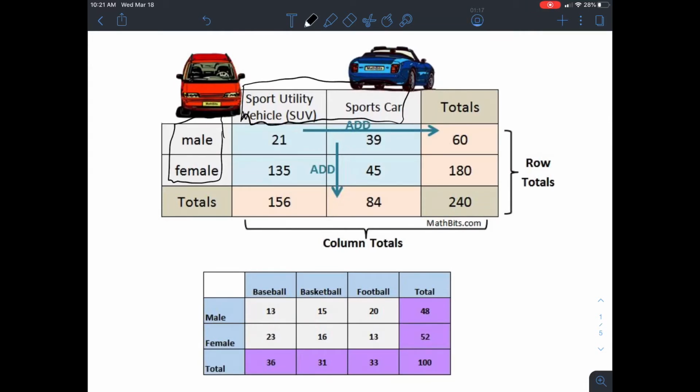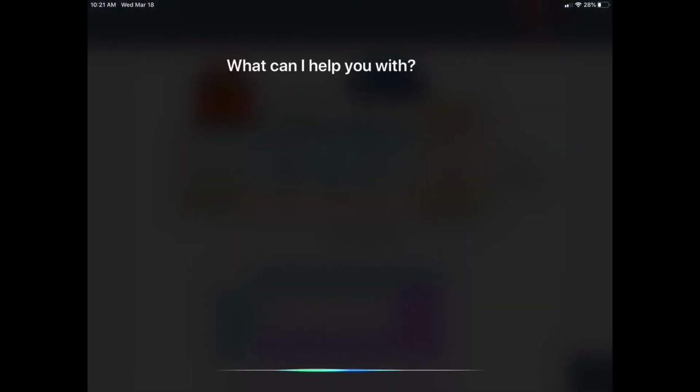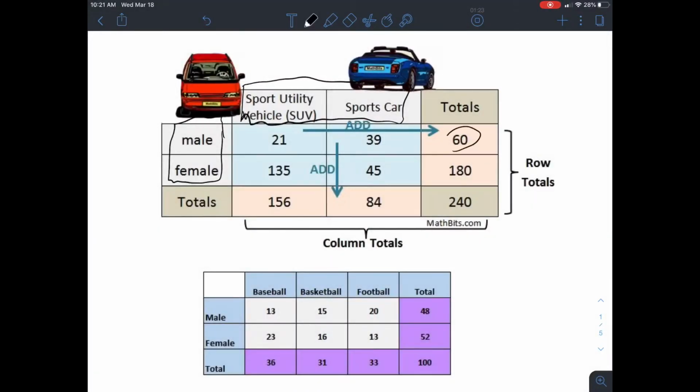So what can this table tell us? Well, I can see from the arrows here on our table, here are our totals, right? And they're found by adding 21 and 39. So that tells me that 60 men total participated in the survey and 180 females participated in the survey. So 135 plus 45 is 180. 21 plus 39 is 60.